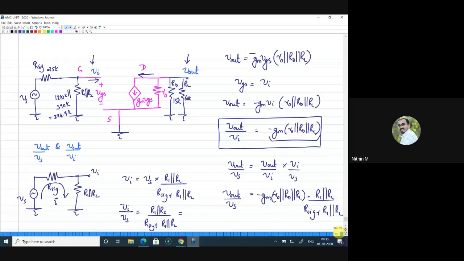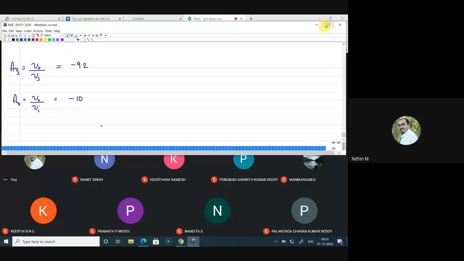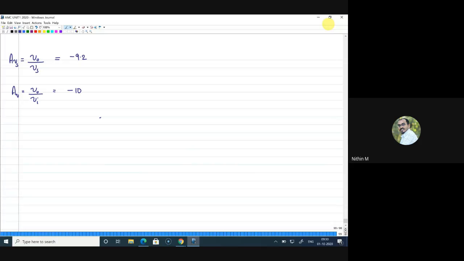V out by Vi is minus 10. Yes, V out by Vi is minus 10. Volts per volt, don't get confused. The units will be volts per volt, but that is the same as writing it as a dimensionless quantity. V out by Vi is minus 10 and V out by Vs is minus 9.2. I'll wait for you to work it out.